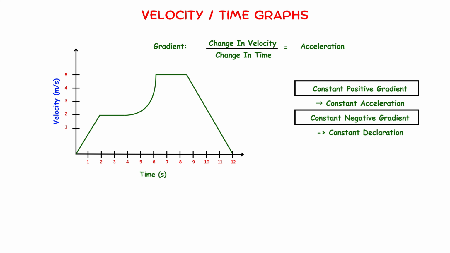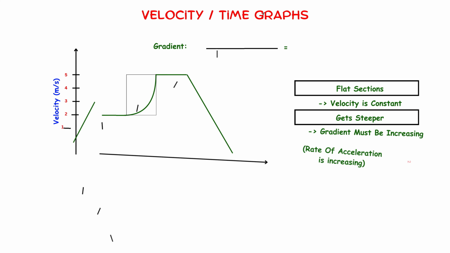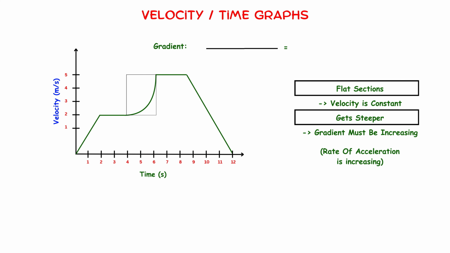To calculate acceleration or deceleration, we can simply substitute the appropriate values into our formula. For instance, in the first section of the graph, if the change in velocity is 3 meters per second and the change in time is 2 seconds, then the acceleration is 3 divided by 2, which gives us 1.5 meters per second squared.